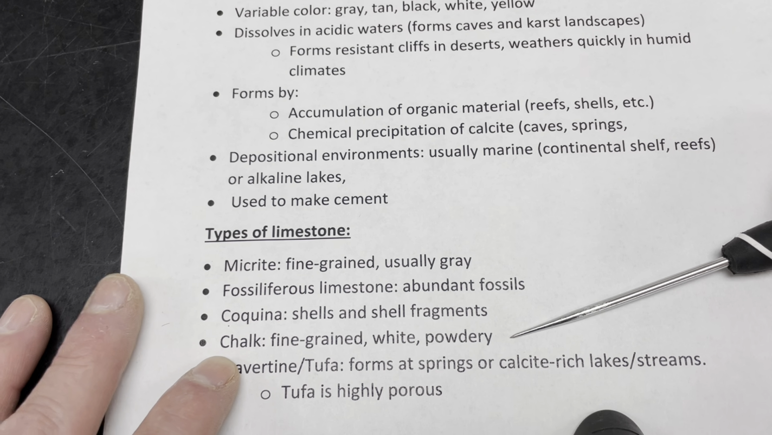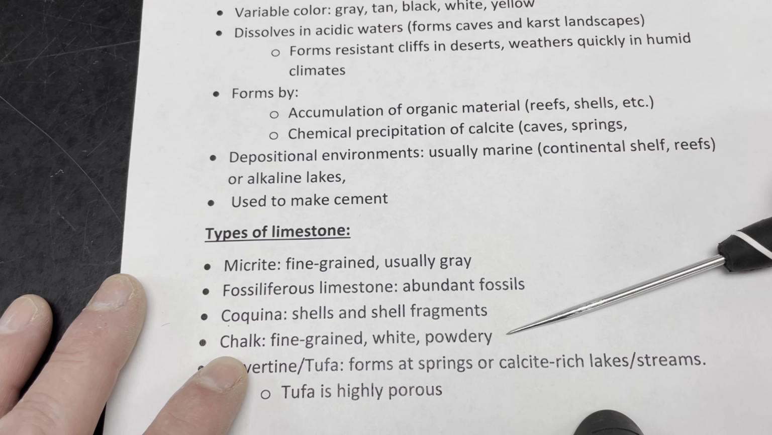Chalk, which you've probably heard of. Unlike the everyday use of chalk, where you just write on your sidewalk or something like that, chalk in geology terms is a specific rock type. It's specific to a type of limestone. It's usually white, powdery, and fine-grained. One of the more famous examples of chalk is the White Cliffs of Dover in southern England, a great example of chalk forming an impressive landscape.